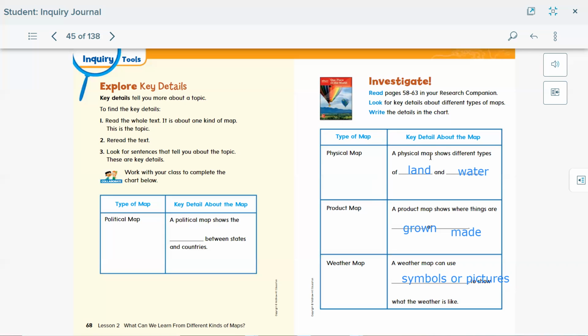All right. So that's a physical map. A physical map shows different types of land and water. So we know mountain, lakes, rivers, desert. A product map shows what things are grown or made in this area. And then the weather map can use symbols or pictures to show what the weather looks like, or it's going to predict the weather for us. All right. Let's go for the next activity.